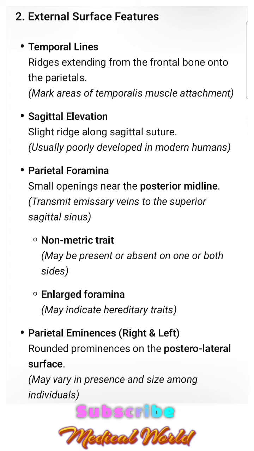Parietal foramina. Small openings near the posterior midline. Transmit emissary veins to the superior sagittal sinus. Non-metric trait. May be present or absent on one or both sides. Enlarged foramina may indicate hereditary traits. Parietal eminences, right and left. Rounded prominences on the posterolateral surface. May vary in presence and size among individuals.